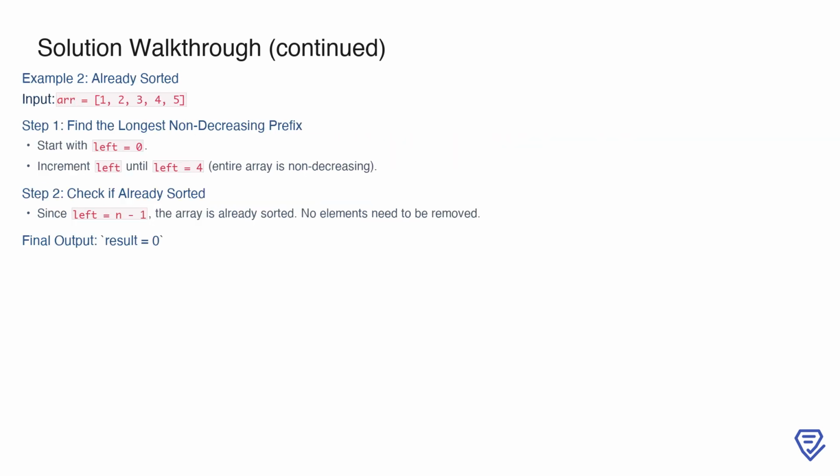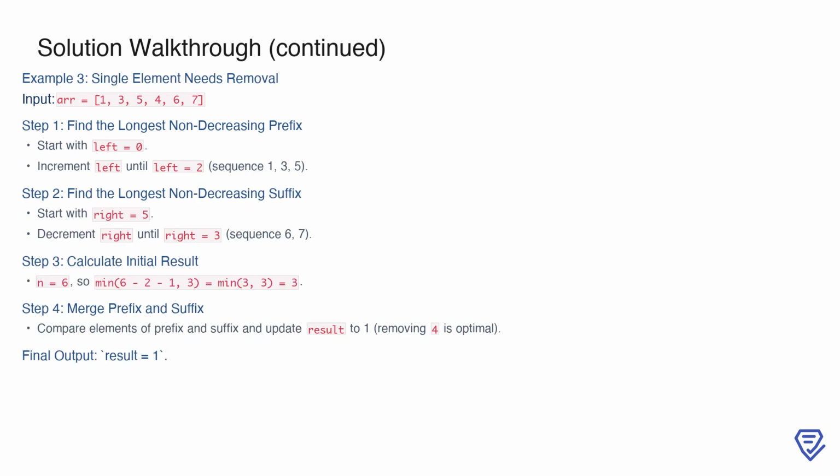In the second example, the input array is 1, 2, 3, 4, 5. Here, we start by finding the longest non-decreasing prefix. Since the entire array is already sorted, we can increment left until it reaches the last index, left equals 4. At this point, we check if the array is already sorted by verifying if left equals n - 1. Since this is true, no elements need to be removed. The array is already sorted, and the result is 0.